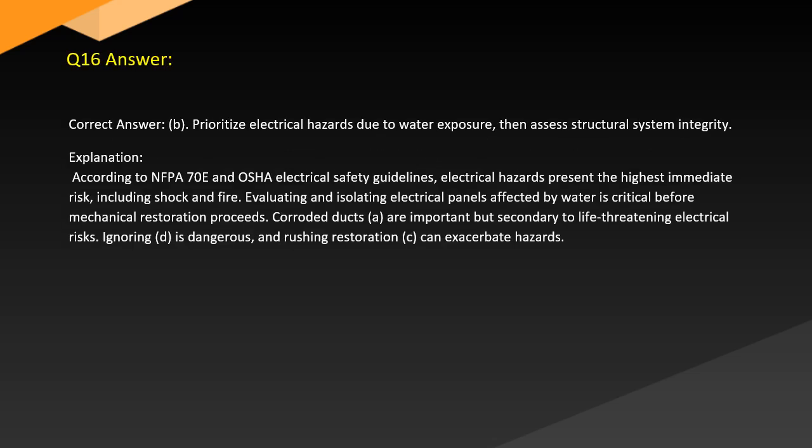Answer. Correct answer: B. Prioritize electrical hazards due to water exposure, then assess structural system integrity. Explanation. According to NFPA 70E and OSHA electrical safety guidelines, electrical hazards present the highest immediate risk, including shock and fire. Evaluating and isolating electrical panels affected by water is critical before mechanical restoration proceeds. Corroded ducts are important but secondary to life-threatening electrical risks. Ignoring them, D, is dangerous, and rushing restoration, C, can exacerbate hazards.